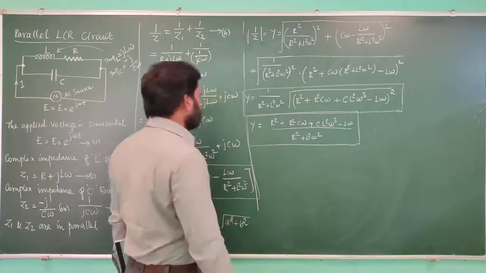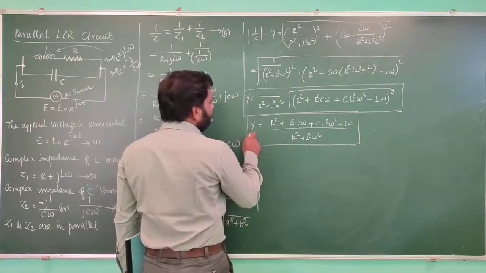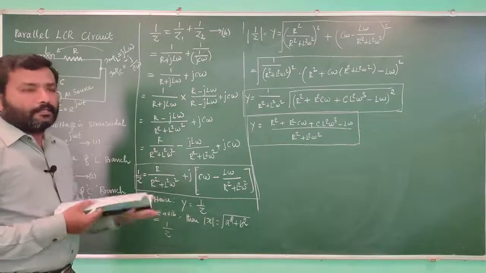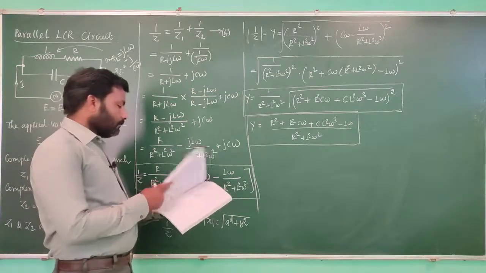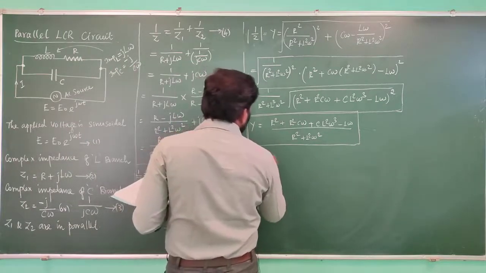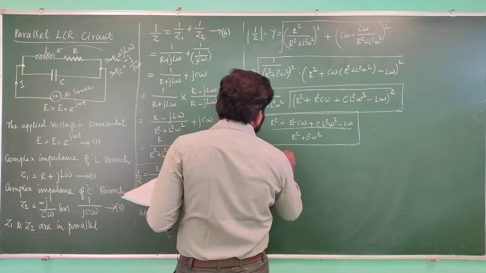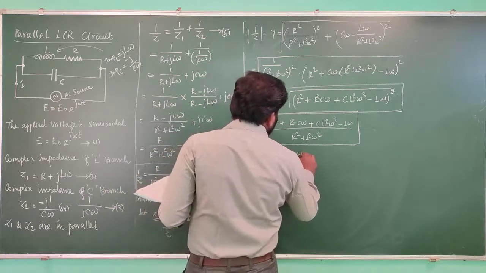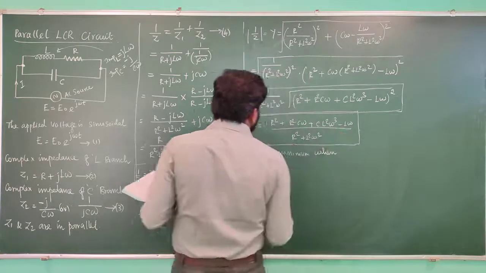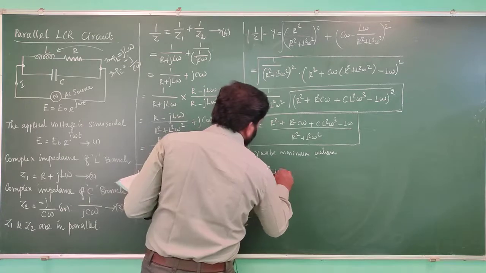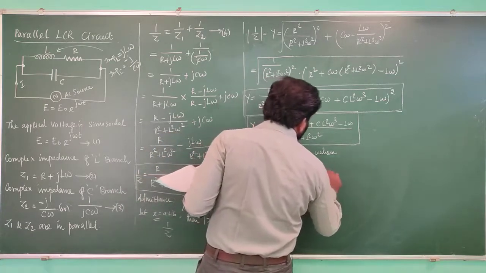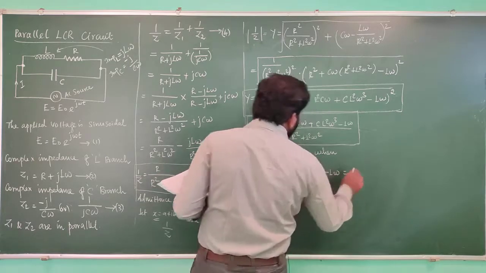In this term, Y will be minimum if this numerator is minimum or equal to 0, right? So Y will be minimum when R square plus R square C omega plus C L square omega cube minus L omega is equal to 0.